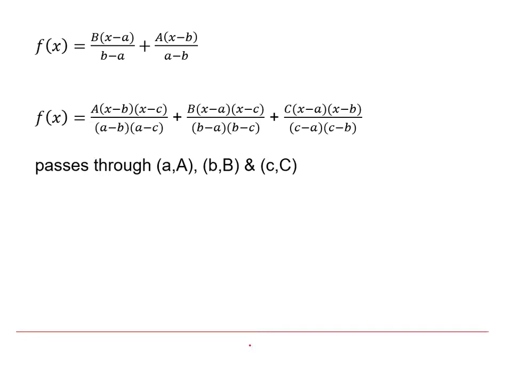So here we have Lagrange's formula, which extends what we've just been looking at for a straight line to a quadratic, and in exactly the same way we can see that if we put x equal to a, then both that term and that term are going to become 0, and the first term is just going to be capital A. So the quadratic passes through that point, and similarly for the other two.